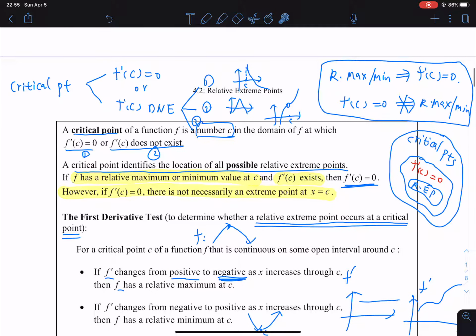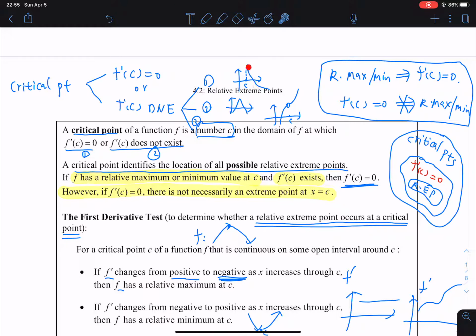And then the second part is the critical point. The second definition is about critical points. For a critical point, we have two cases. First, if the derivative is 0, then we can say this point is a critical point. Or if the derivative does not exist, and there we have three cases.